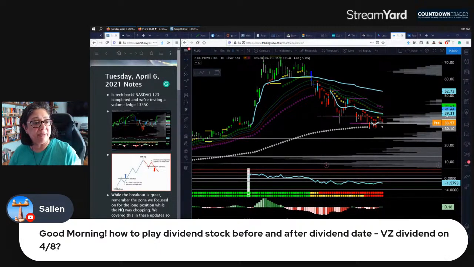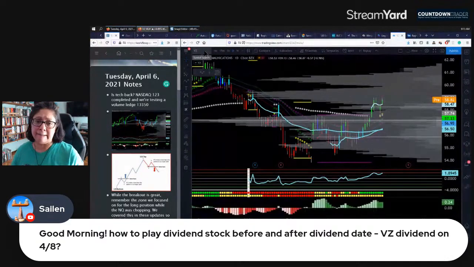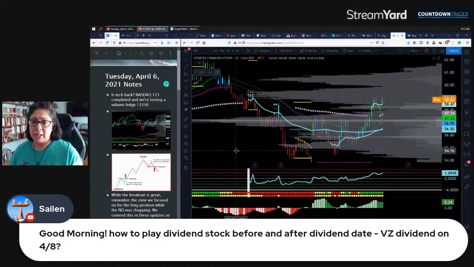Dividend stocks, how to play dividend stocks before and after dividend dates. Sailing, for example, VZ, sure. So here's the thing. If a stock pays you to own it, that's a whole different conversation. That's not a trade, right? That's more something that goes in my investment portfolios. And I love aristocrats and I love dividend stocks, but that's a whole different part of my market life. So if I'm looking at, say, Verizon, I'm not going to take this dividend event, which is a mild hot zone. I'm not going to take a dividend event or even the earnings that are coming up, which is a more major hot zone, out of context.